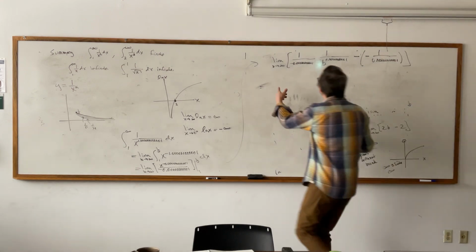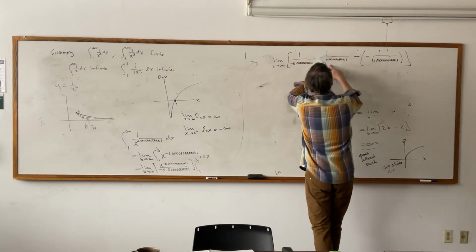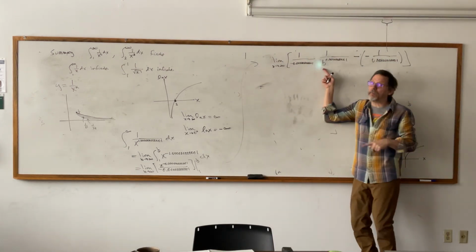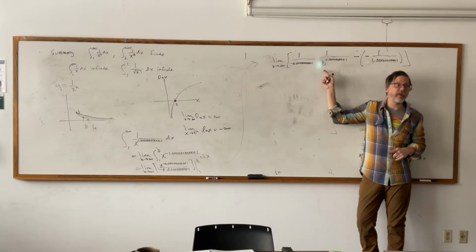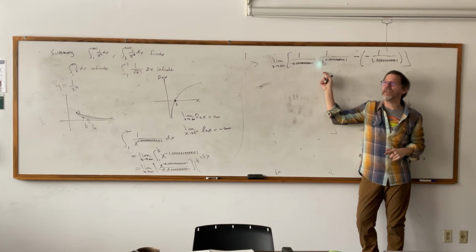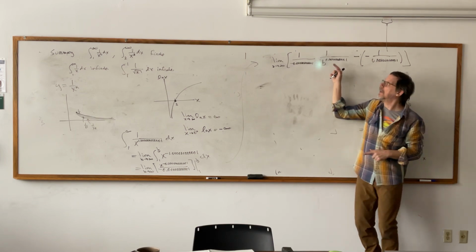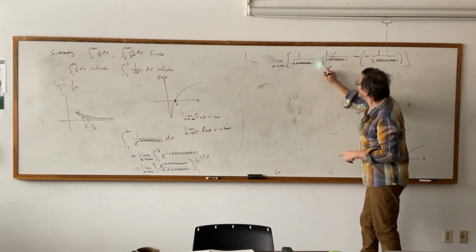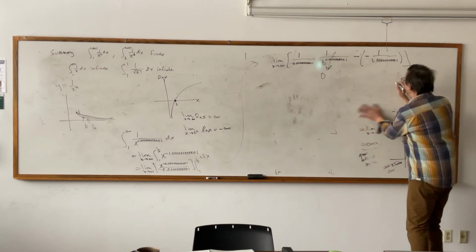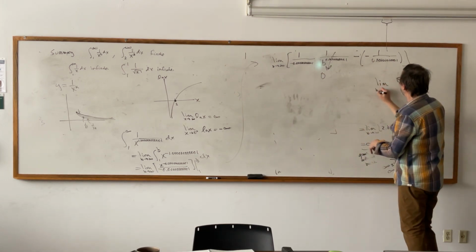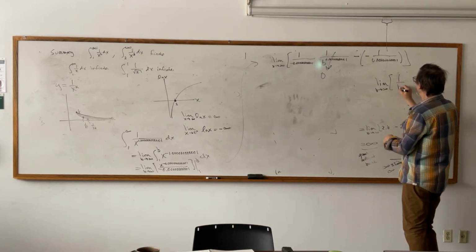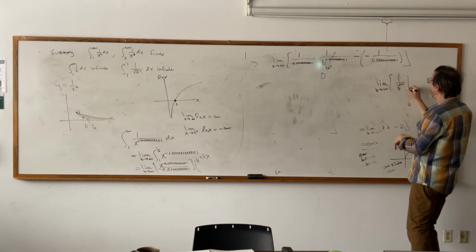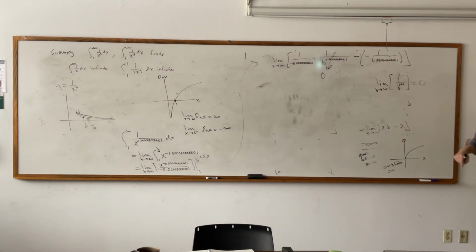So take your limit. Here I've got 1 over something that is blowing up super slowly. But it's a positive exponent, so the bigger b gets, the bigger b to that power gets. So this thing here still goes to 0. Let me just give you a nice little rule. If I have the limit as b goes to infinity of 1 over b to a positive number, that's 0. Doesn't matter what that number is.